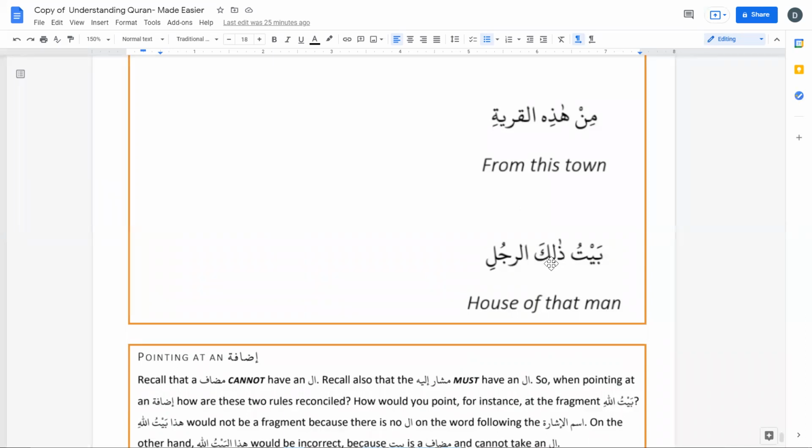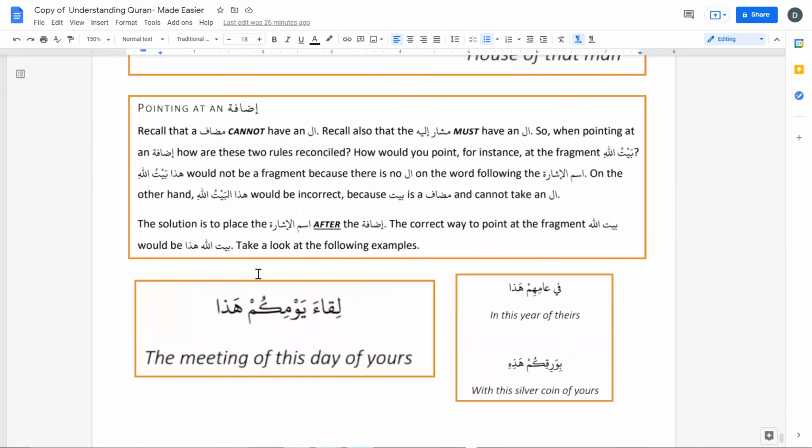So mudaf ilayh is always in jar status. So that's why ar-rajuli is in jar status: house of that man. Okay. Recall that, and why it can never be a mudaf. Recall that a mudaf cannot have an al.